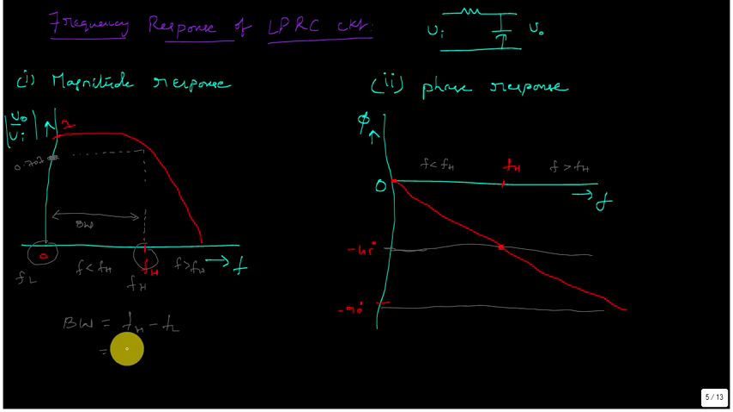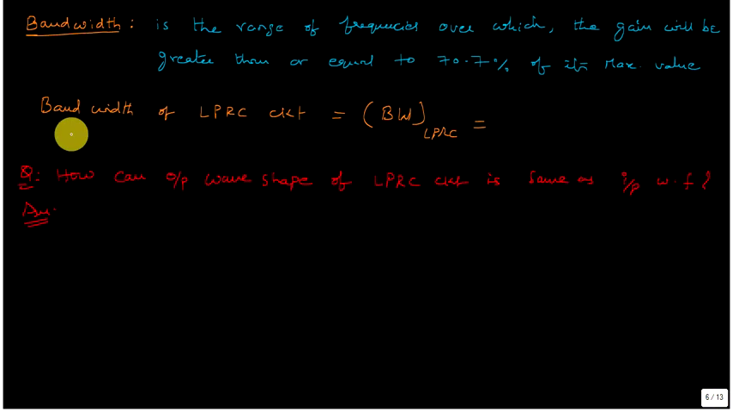For a low pass RC circuit, FL is 0, so FH minus FL is just FH. So the bandwidth of a low pass RC circuit is exactly the same as the upper cutoff frequency. This is one more important point you should remember: the bandwidth of the low pass RC circuit is FH itself. How is the output wave shape of the low pass RC circuit the same as the input wave shape?